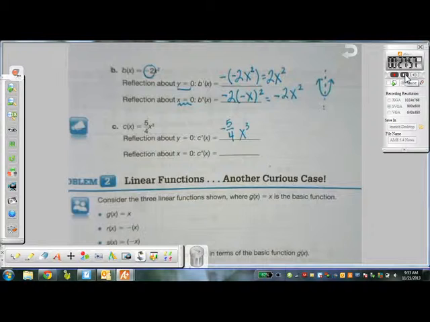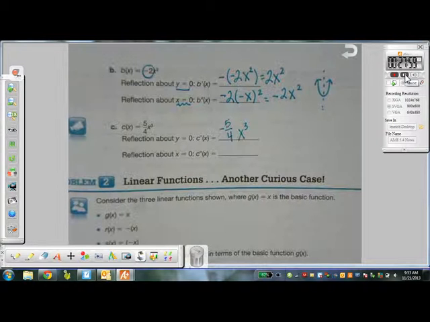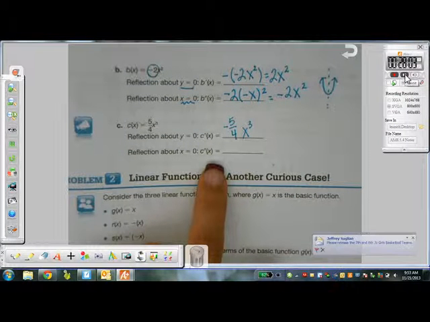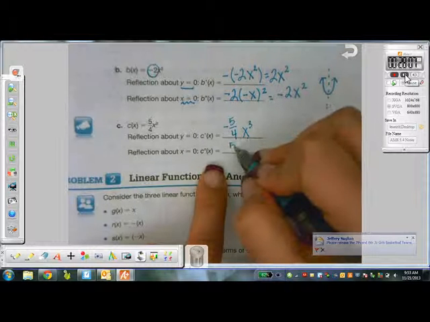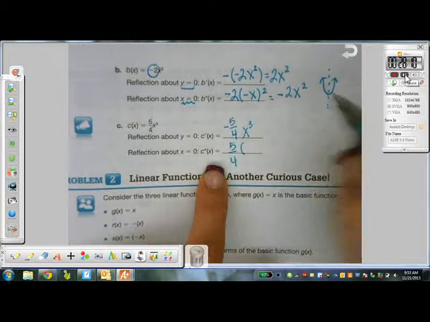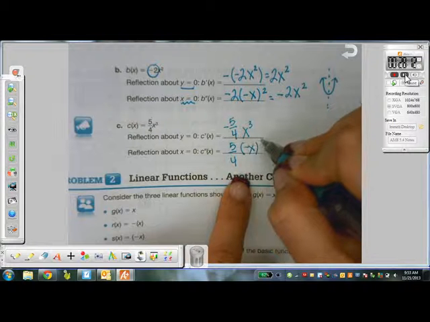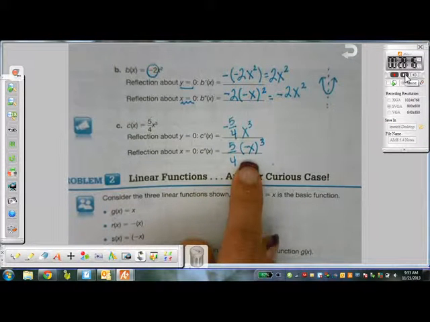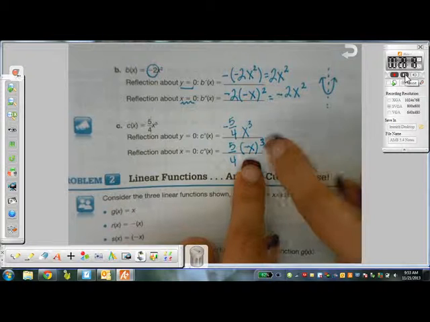Okay. What about reflecting about the y-axis vertically? What would you guys get? 5 over 4 negative x to the third. Now, the third power doesn't always make something positive, right? So we leave it like this. Okay? Questions, comments, or concerns?